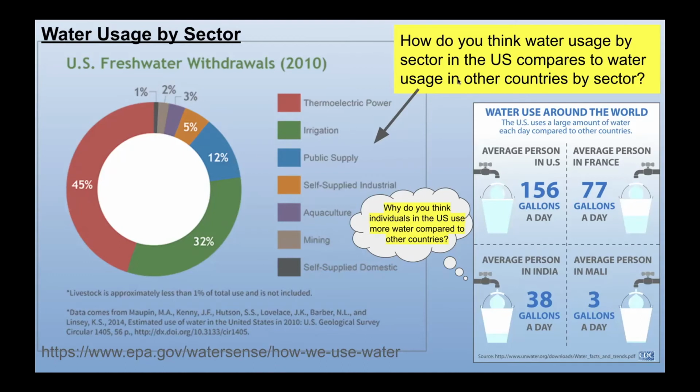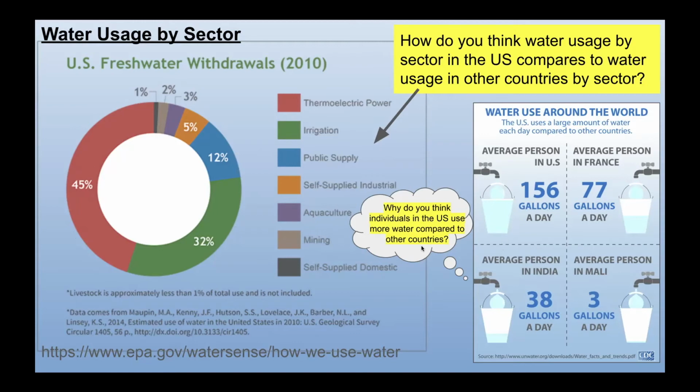So how do you think water usage by sector in the US compares to water usage in other countries by sector? So some other countries that rely heavily on crops for food, their irrigation will probably be a lot higher compared to us in the US. And then here's water use around the world, which I also found super interesting.